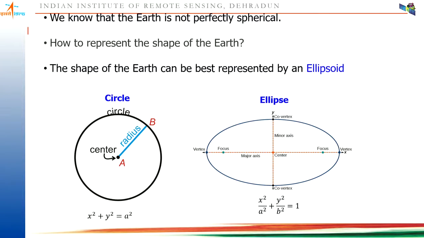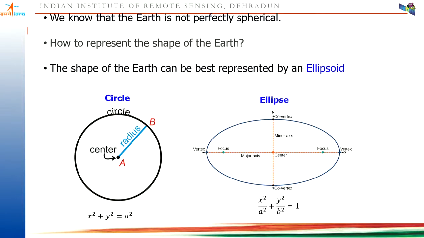Now if you take the circle and rotate it about its diameter, what three-dimensional geometry will we get? It is a sphere. If you rotate a circle about its diameter, the three-dimensional geometry we get is a sphere. The circle is a two-dimensional geometry where x and y come, and the sphere is a three-dimensional geometry where x, y, z come.